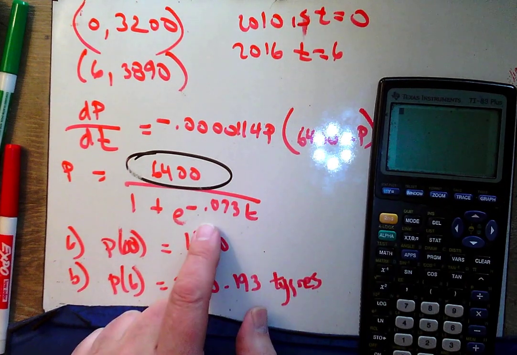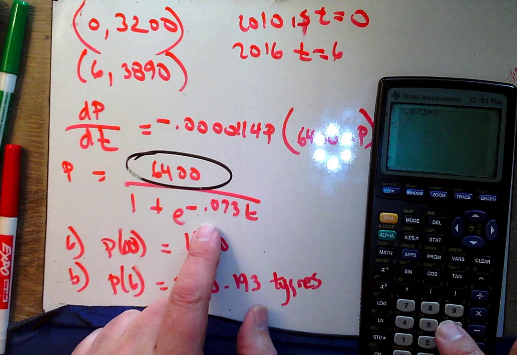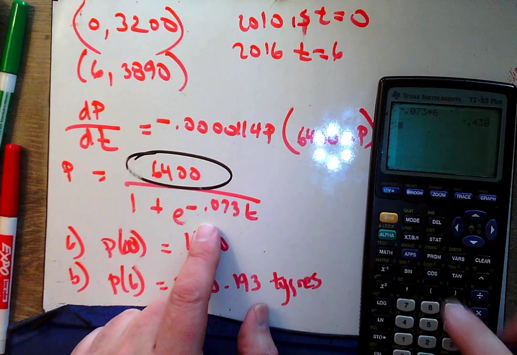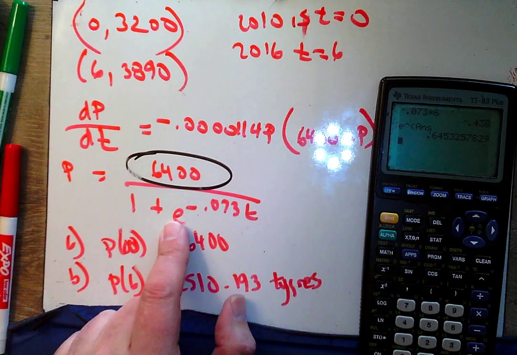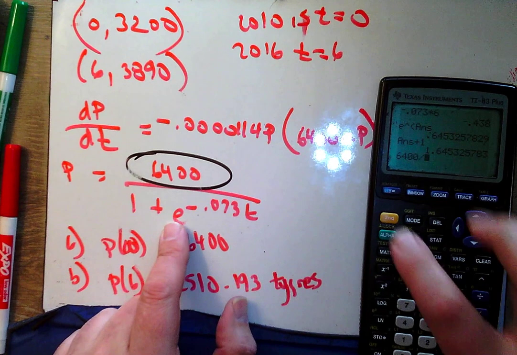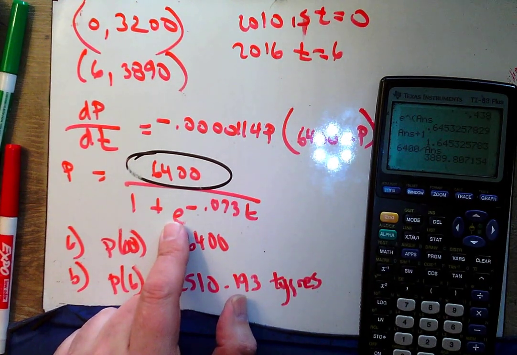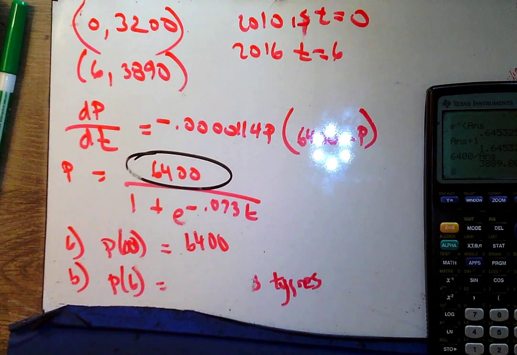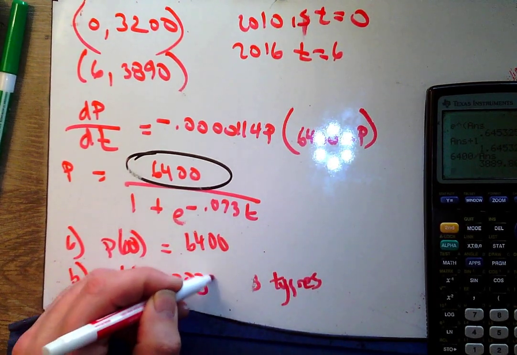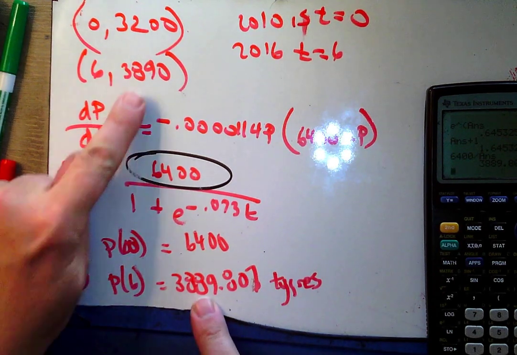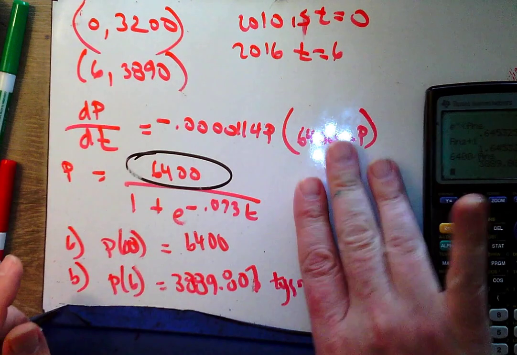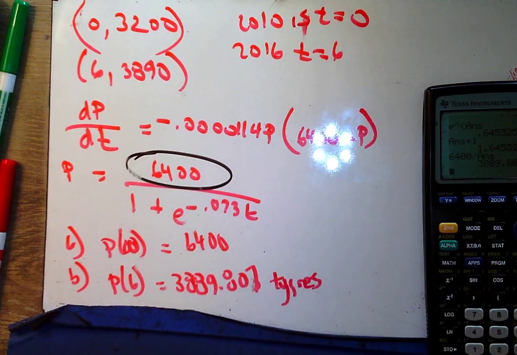Okay, so we have negative 0.073 times 6. All right, and I want e raised to that power. Good. Is there a number here in front? There's none. Plus 1. And I want 6,400 divided by that answer. And that's a different number. That number is 3889.807. All right, and not bad, little model. Good job.